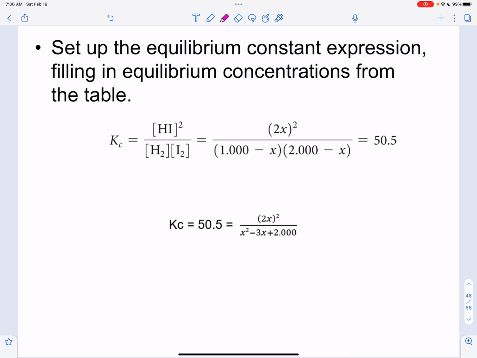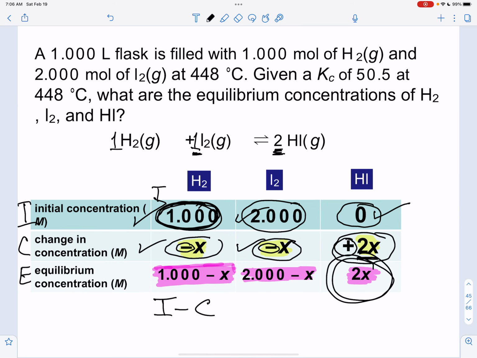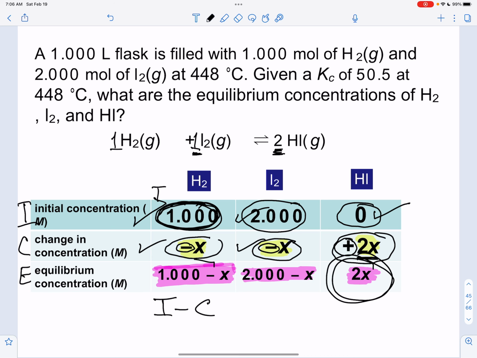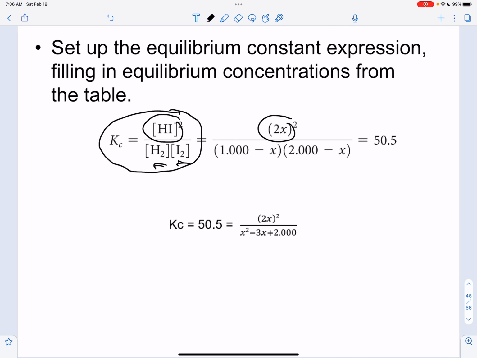So what we're going to do is take the equilibrium constant expression and fill it up with those values: HI is 2x, and H2 and I2 are 1 minus x and 2 minus x, and that's what we put in here.